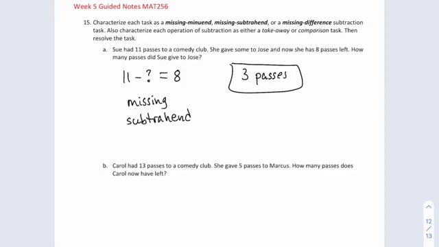And we were also supposed to ask, was this a takeaway or a comparison task? Well, there were only 11 passes total. And 3 of them were removed from Sue. And now Sue only has 8 passes. So this is definitely a takeaway model of subtraction. An action happened and a number changed.